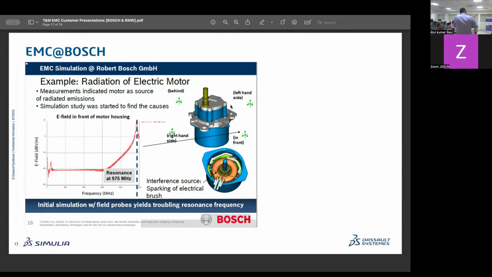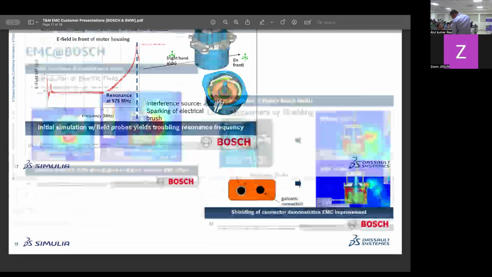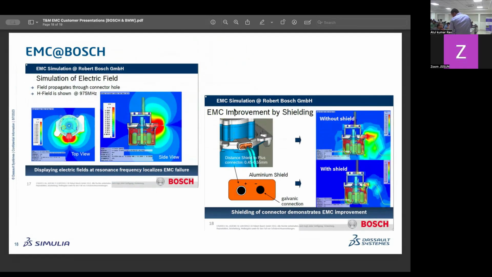Basing on those antennas, Bosch worked backwards and said, look, we seem to be having an RE issue because the top antenna is picking up a signal which it should not. So our EMC team worked along with Bosch. We created a CAD model of the entire motor itself, and once you run the simulation, we actually saw what Bosch was seeing.